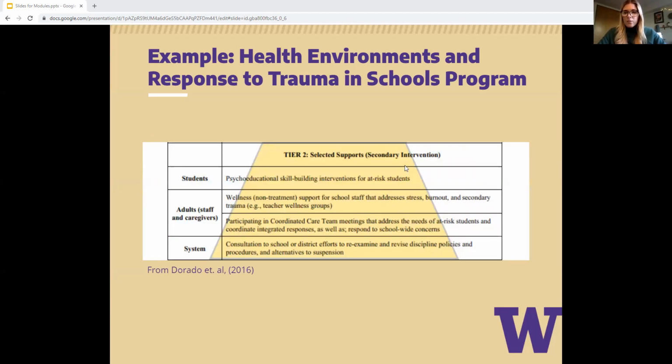Tier 2 involved psychoeducational skill building interventions for at-risk students, wellness support for school staff, coordinated care team meetings to address the needs of at-risk students, and district-wide efforts to revise discipline policies.